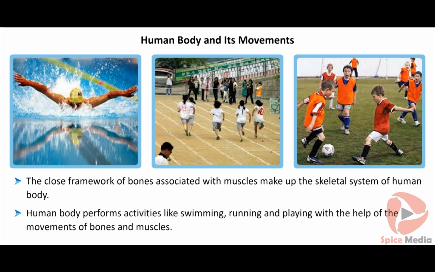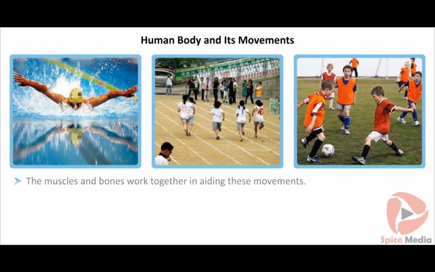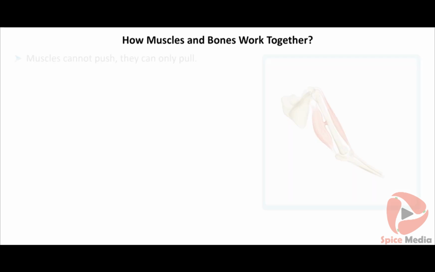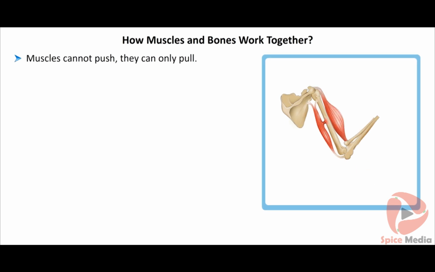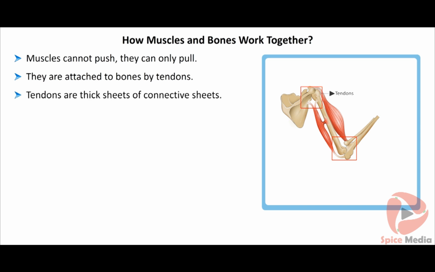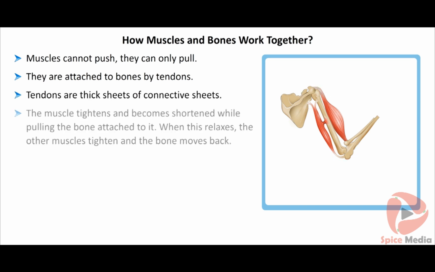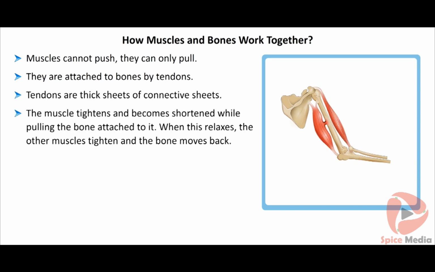The human body performs activities like swimming, running and playing with the help of the movements of bones and muscles. The muscles and bones work together in aiding these movements. Muscles cannot push, they can only pull. They are attached to bones by tendons. Tendons are thick sheets of connective tissue. The muscle tightens and becomes shortened while pulling the bone attached to it. When this relaxes, the other muscles tighten and the bone moves back.